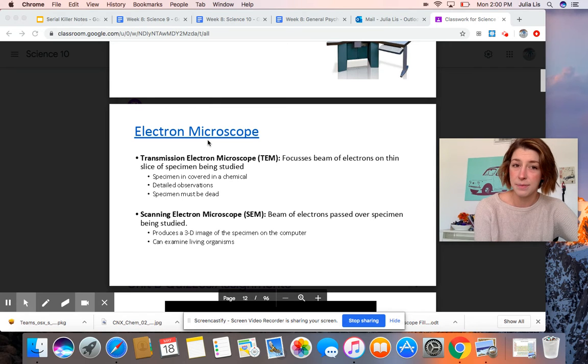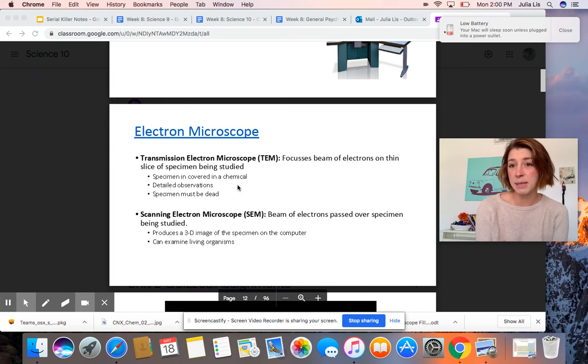They're a little different. A TEM is a lot cheaper than an SEM, and it focuses that beam of electrons onto a thin slice of a specimen. The specimen does have to be dead in order for us to look at it, because it's going to be covered in a special coating that will help those electrons get excited and then create an image for us.